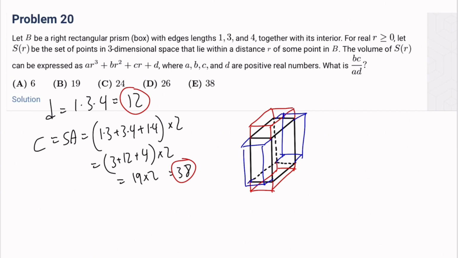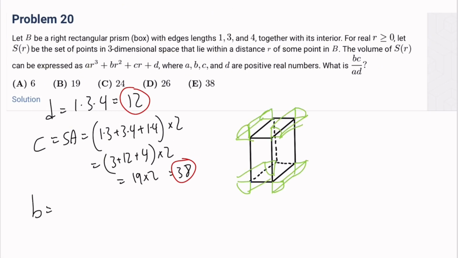Now we have to get to B, right? B is the coefficient of the r squared factor, and so that's going to be something like this, right? And these will all come together to make one full cylinder, right?